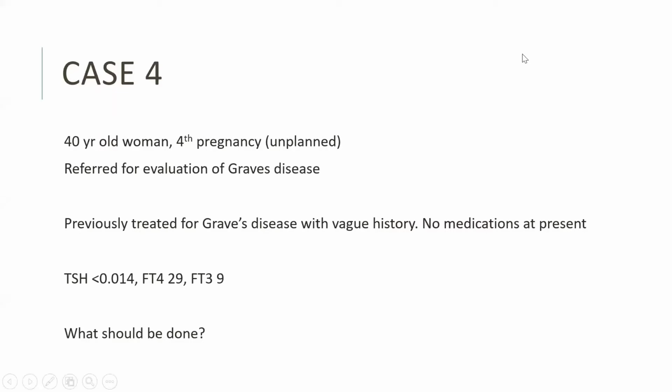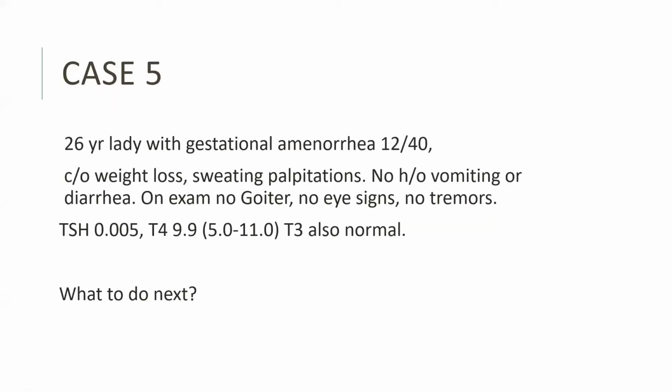So, case number 5, I hope this is the last case. A 26-year-old lady with gestational amenorrhea of 12 weeks comes with a complaint of weight loss, sweating, palpitations. No history of vomiting or diarrhea. On examination, there is no goiter, no eye signs, no tremors. TSH is 0.005. T4 is 9.9 and T3 is also normal.